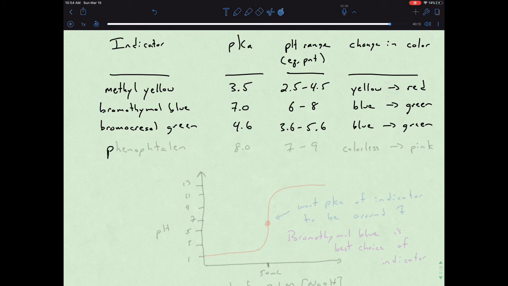And then one that you've had some work with in a lab, most likely, is phenolphthalein, which has a pKa of 8. So we're looking at a range from 7 to 9, and that goes from colorless to pink.